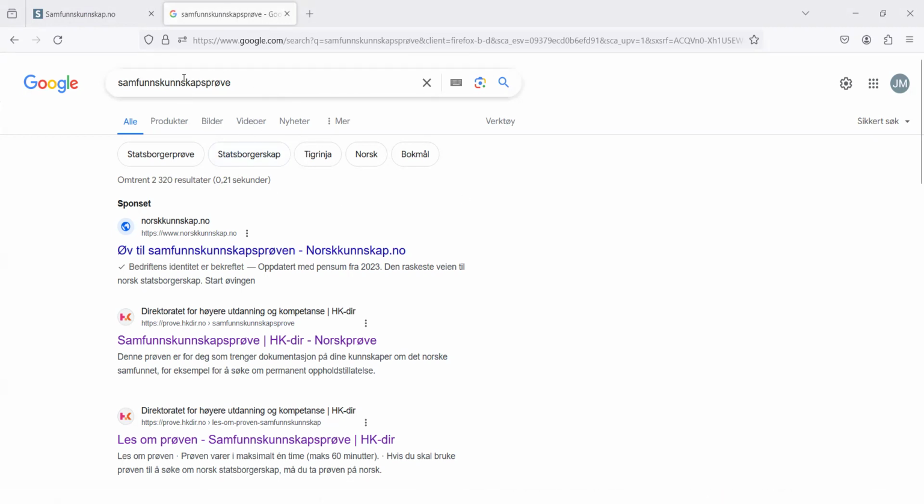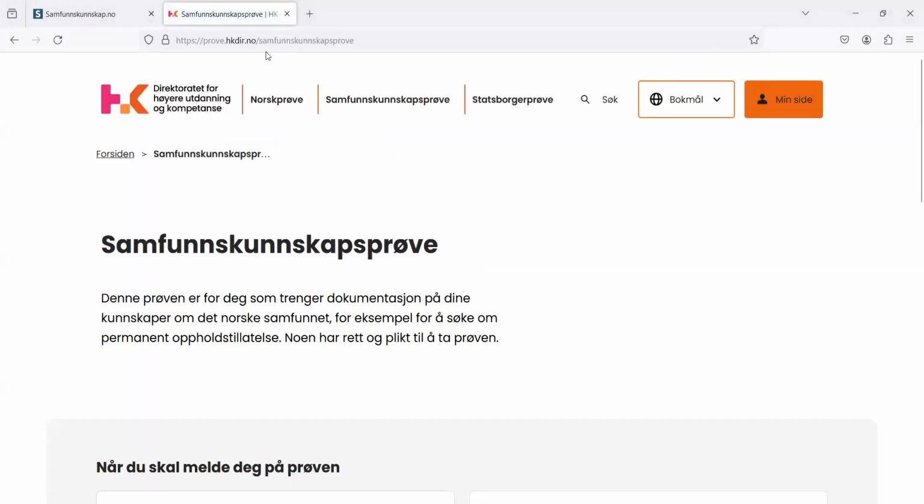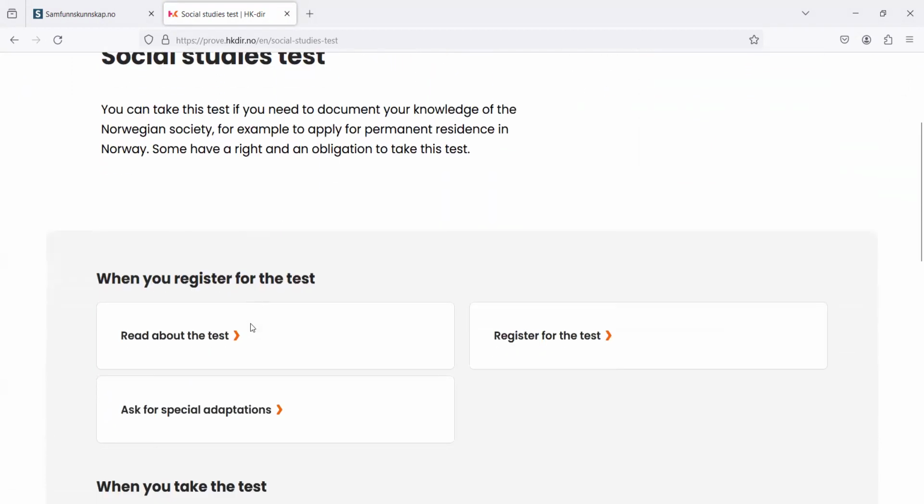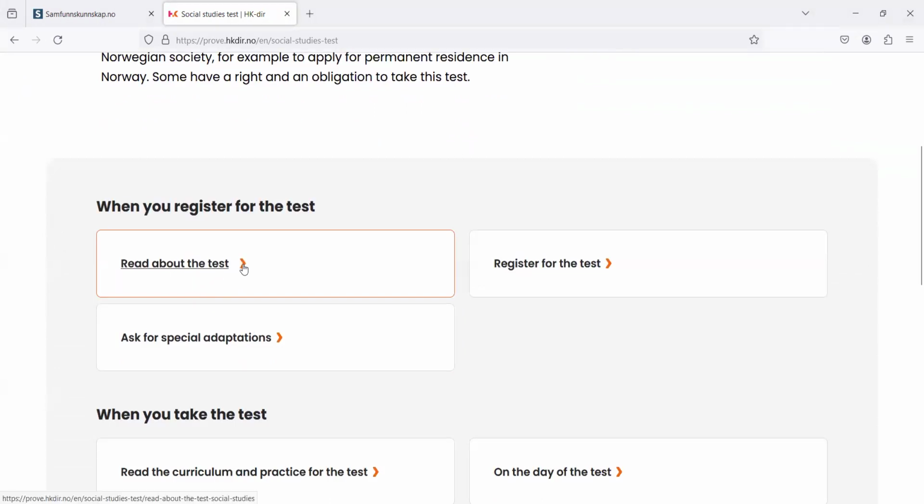First of all, you will write samfunnskunnskapsprøven in Google, and you will click on that link. I will provide that link in the description also. From here, you will convert that page into English. So, social studies test. I will not waste your time, so you can read that information by yourself. For example, to apply for permanent residency in Norway and citizenship. So read about the test.